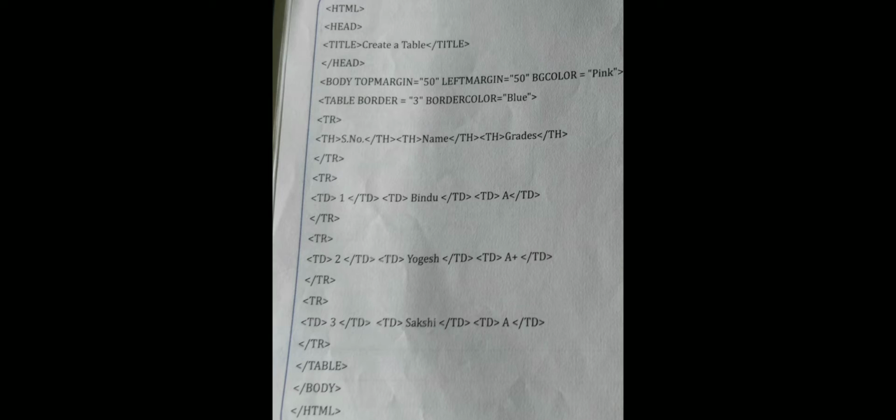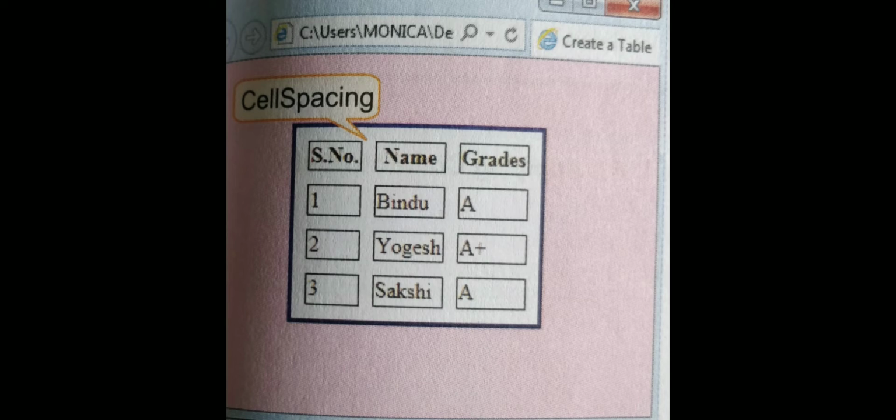And then obviously you have to open td, write 1, close td, and open td, write bindu, close td, open td, write a, close td, and again after the line is over, you have to close tr, and then open tr, and again put td 2, close td, yogesh, close td, a, close td. I hope you guys are understanding what I'm saying. After you complete all this, you have to close the tr, close the table, and then close the body and close the html.